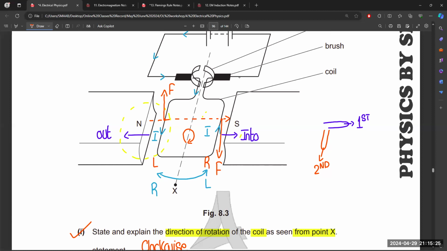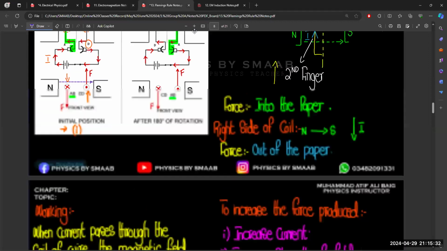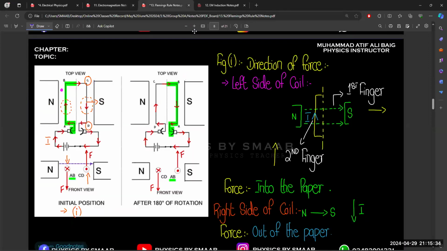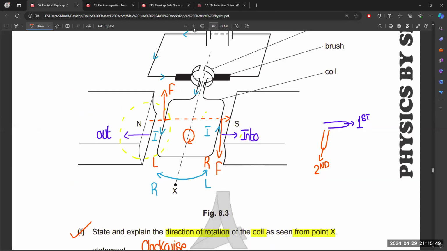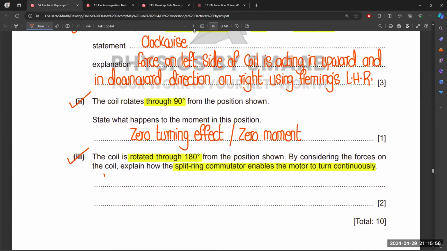This is the same idea we discussed over here in this pattern, right? The highlighted part is on the left, and current is moving in the upward direction over here, but after 180 degree change, now current is moving in the downward direction. So the direction of the current for that same side changes. The same thing happens in this part.